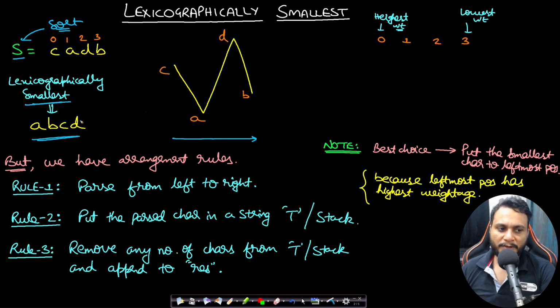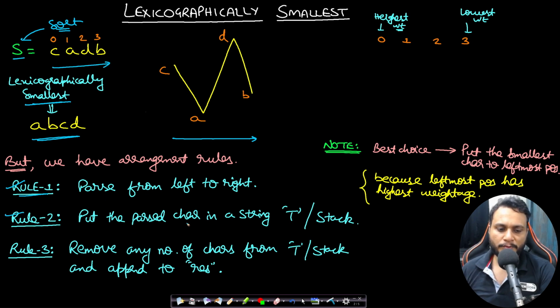But we may or may not be able to generate this particular string because we cannot simply sort it. There were rules mentioned about how we can construct a string. In this case, the arrangement rule number 1 was to parse from left to right. We need to parse this entire string from left to right.